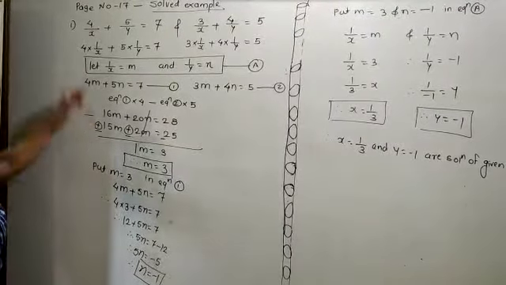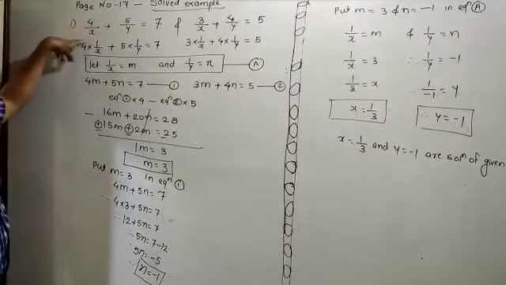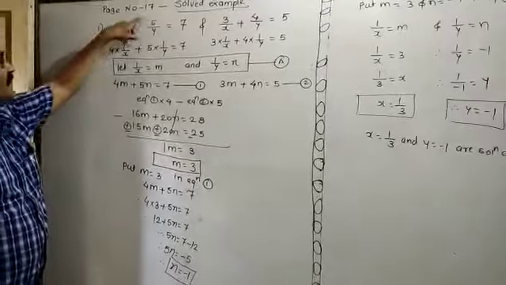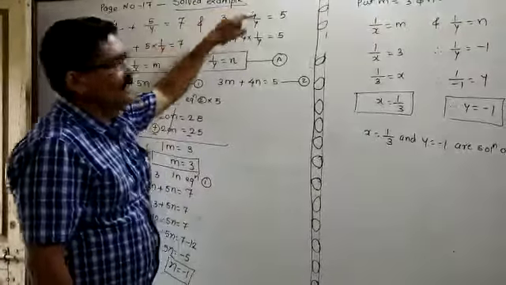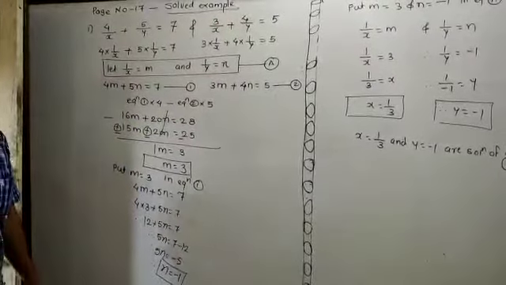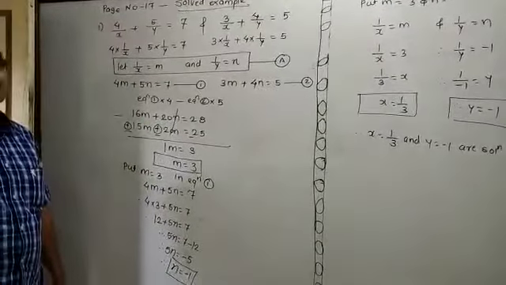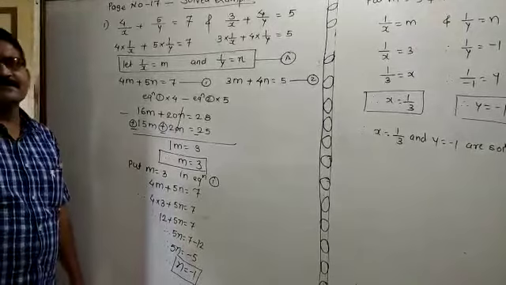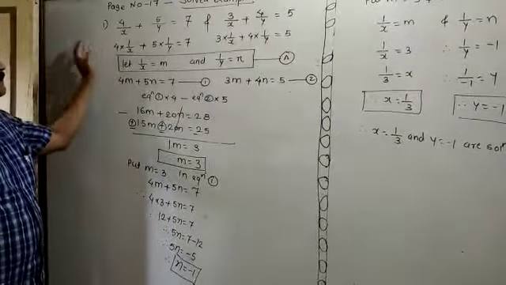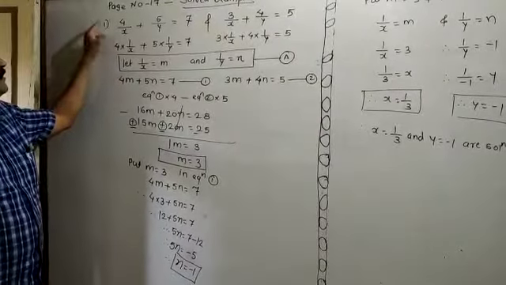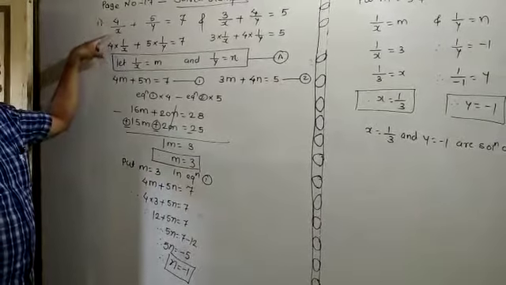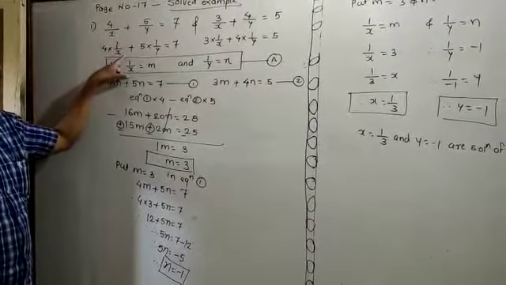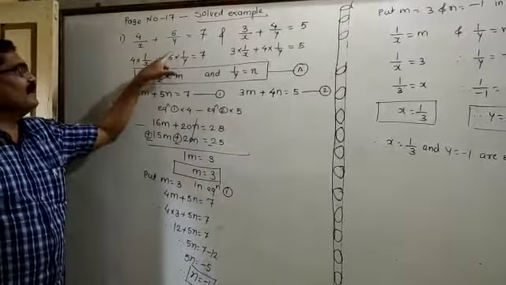But here this variable is in the denominator, here also variable is in the denominator, variable is present at the denominator. So if you want to remove this variable, what you have to do? First of all, you will write this as 4 multiplied by 1 upon x. 4 upon x means 4 multiplied by 1 upon x, and 5 upon y means 5 multiplied by 1 upon y is equal to 7.